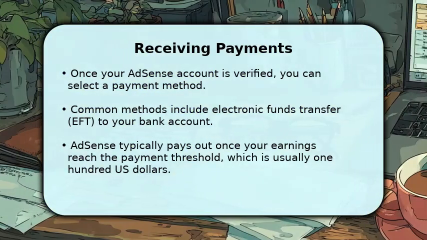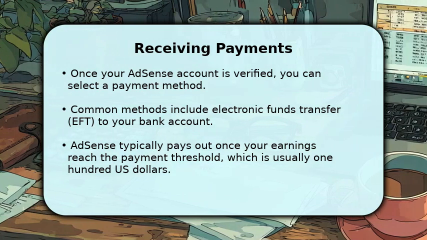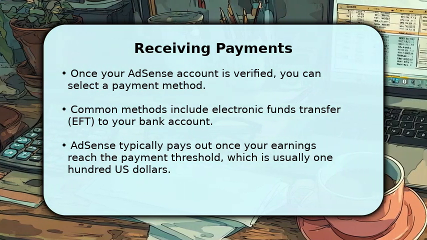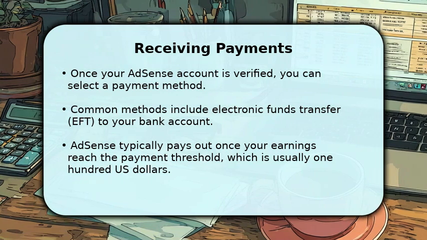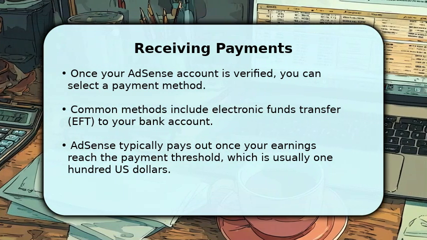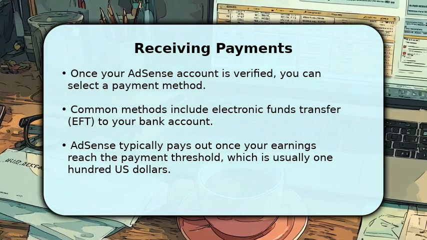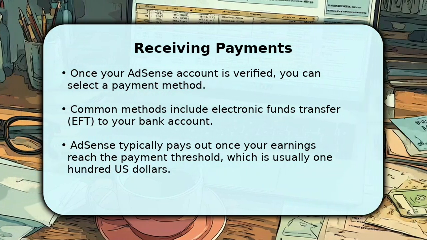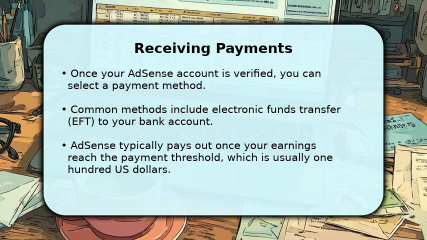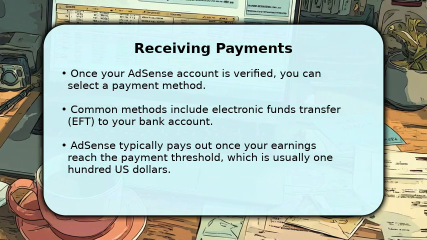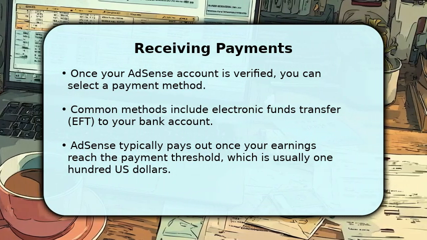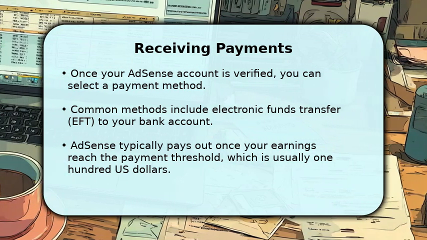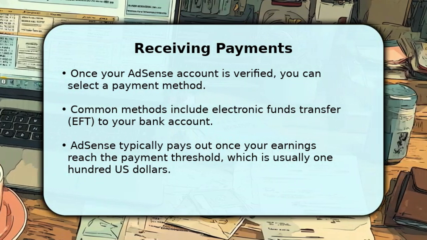After your AdSense account is fully verified, you can choose how you'd like to receive your earnings. Electronic funds transfer, or EFT, directly to your bank account is a very common and convenient method. AdSense issues payments monthly, usually between the 21st and 26th, once your accumulated earnings reach the payment threshold, which is typically $100. Congratulations, you're now ready to earn from your content.